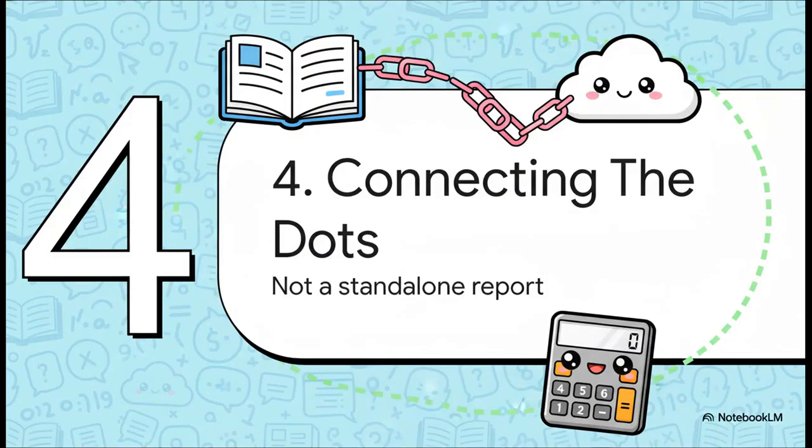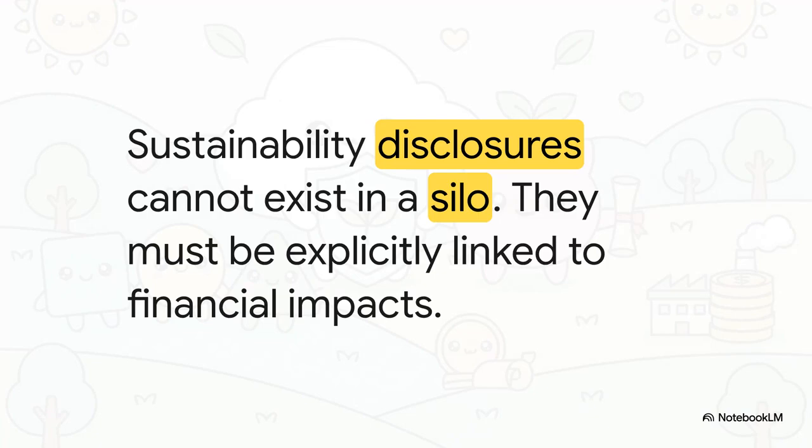So, you've figured out what's material. Great. The next step is absolutely critical, and that's connecting that information to your financials. IFRS S1 is really emphatic about this. Your sustainability disclosures can't just live off in some separate, standalone report. They have to be woven into your financial data. Exactly. They can't exist in a silo.